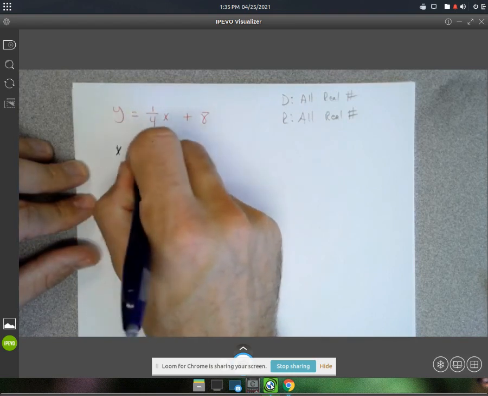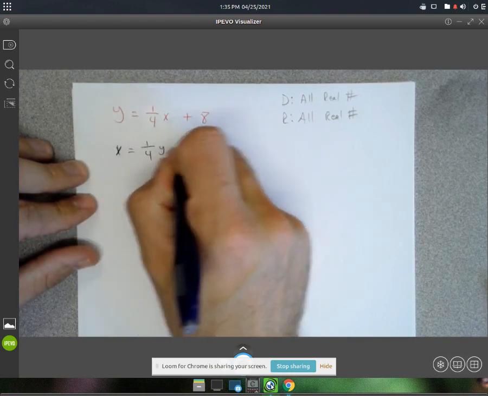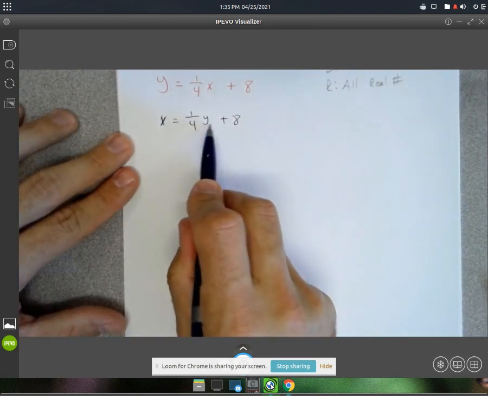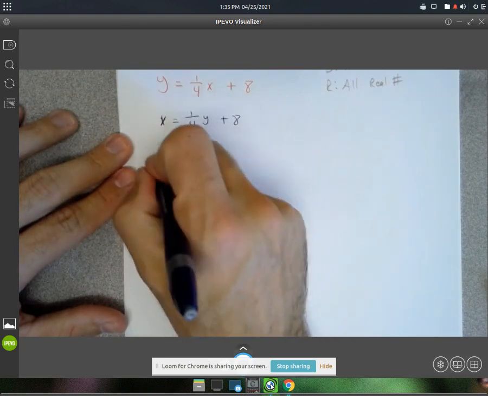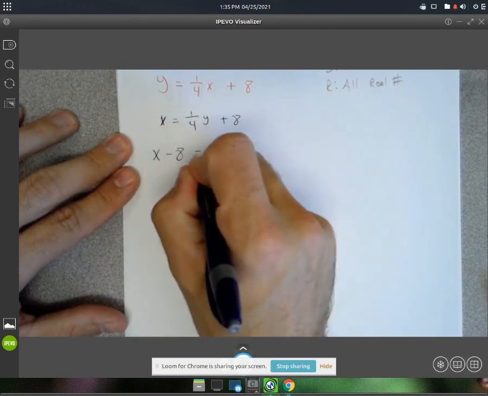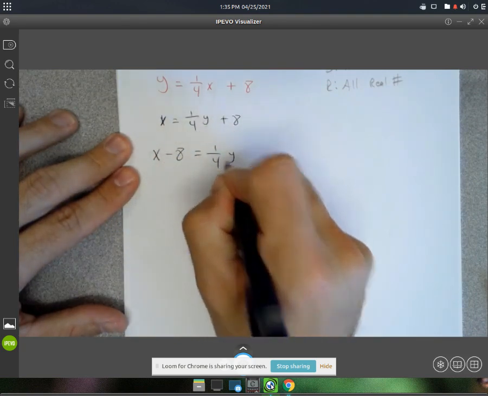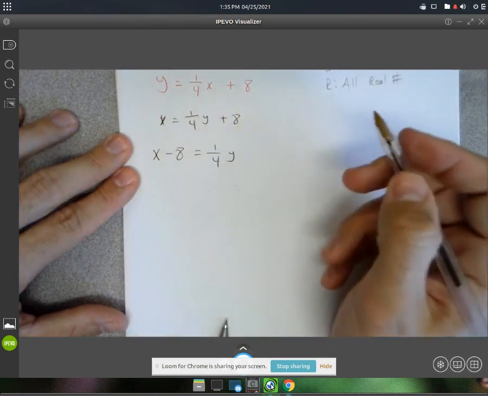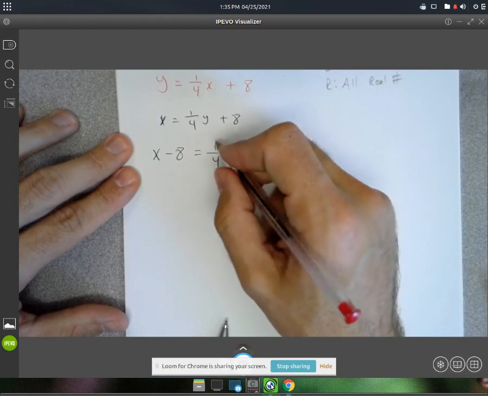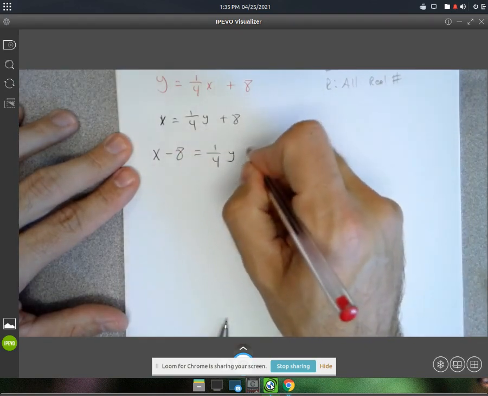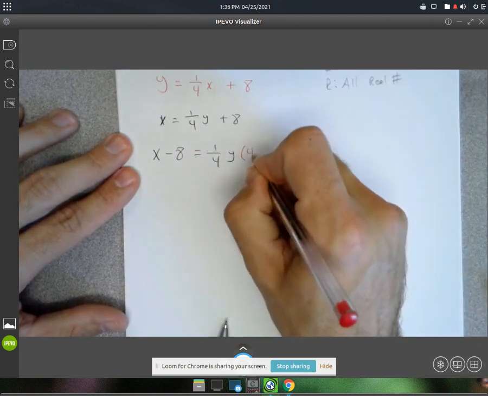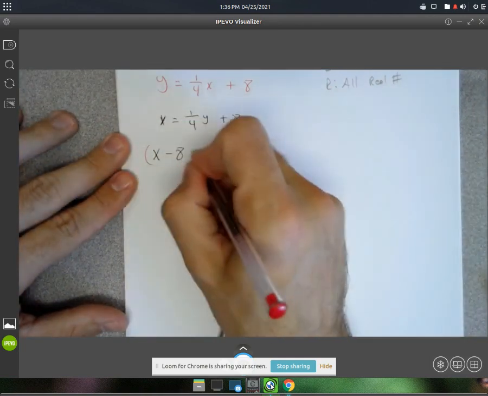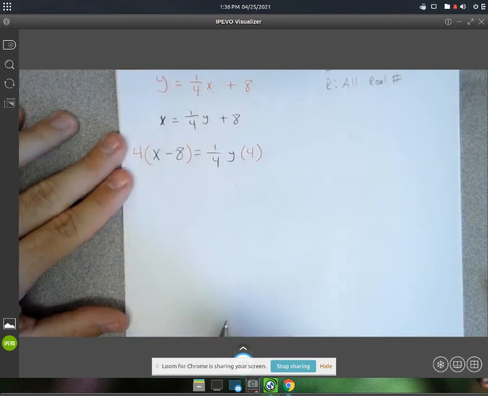All right, swap those. x is equal to 1/4 y plus 8. I'm going to solve for y here. So I'm going to move my 8 over. I get x minus 8 is equal to 1/4 y. And then next, I need to cancel out this 1/4. You could divide by 1/4 if you want to, but that's weird. No one does that. We're just going to multiply by 4. Okay, we'll multiply both sides by 4.